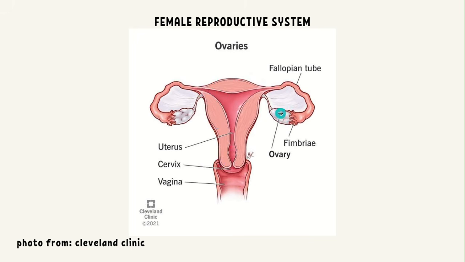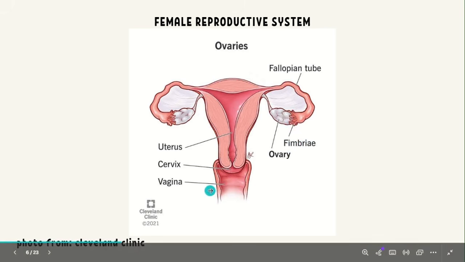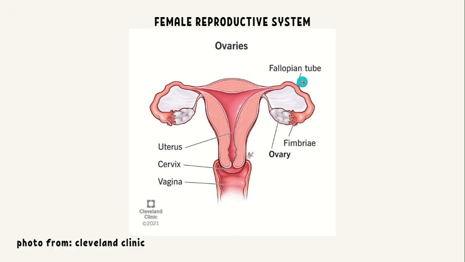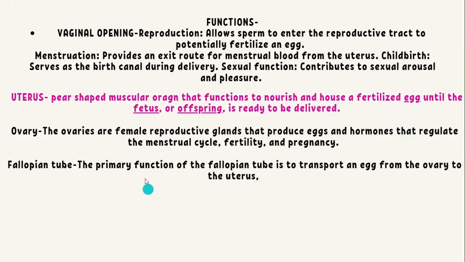This is the ovary, this is the fallopian tube, and this is the fimbriae. You don't really have to necessarily know this one right here, but everything else, the vaginal opening, the cervix, the uterus, the fallopian tube, and the ovary, I would suggest you know how to draw, or at least have a mental picture in your mind of how it exactly looks.